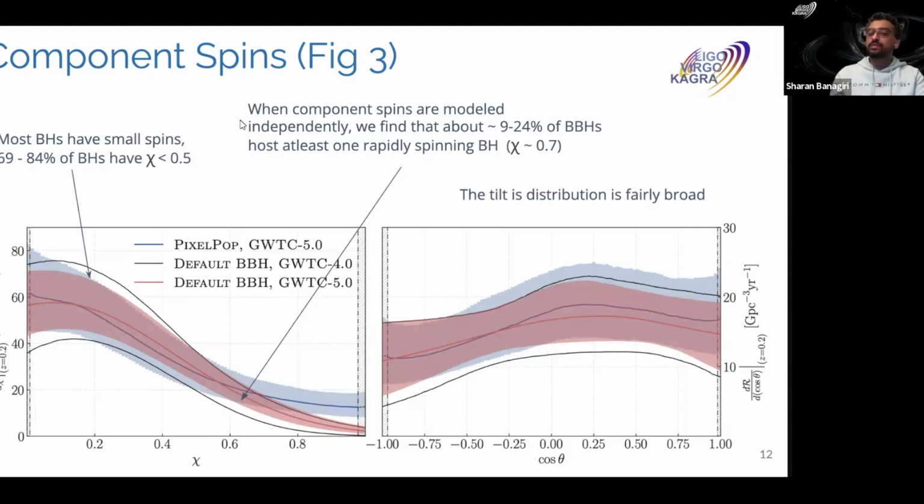And indeed, when component spins are modeled jointly, we find that about 9 to 24% of binary black holes host at least one rapidly spinning black hole with chi of 0.7. The spin tilt distribution is shown on the right, and we find that this distribution is fairly broad. And maybe there are indications that there might be a peak around cos theta of somewhere between 0 and 0.25.